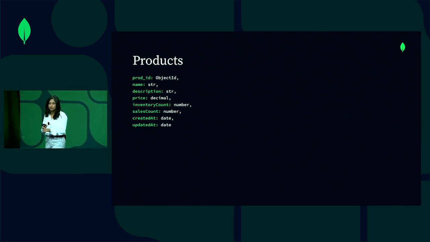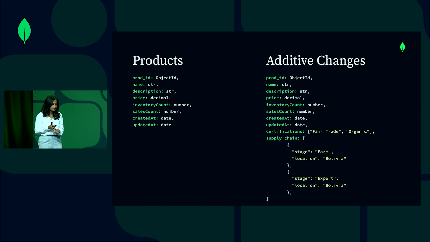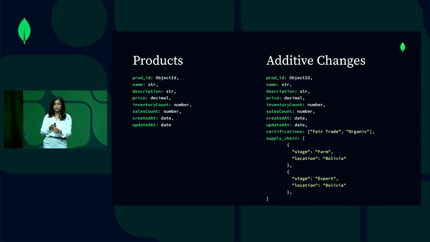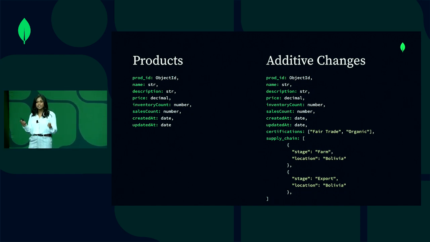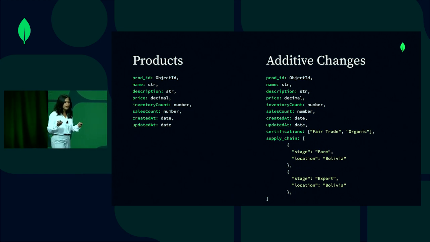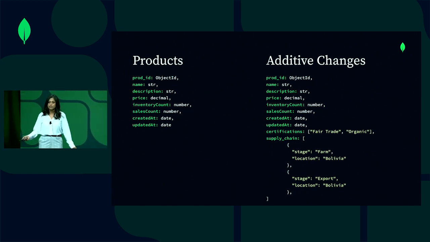Now, this team wants you to add maybe a couple more fields like certifications. They want to see where it's sourced from. They want to see what's the origin of this product. But not everything is going to be organic. That's the key here. We are trying to be evolvable. We are trying to adapt to these changes, but not at the cost of changing everything in our schema.